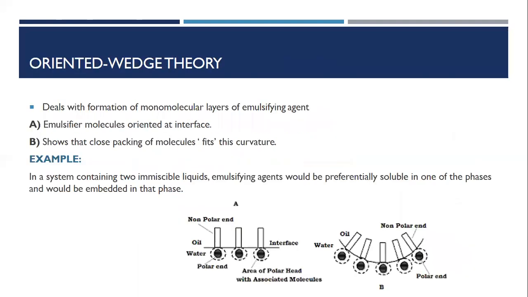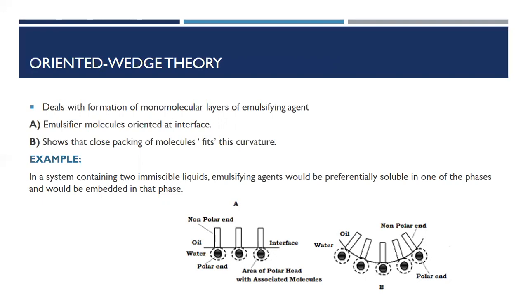The next is oriented wedge theory. This theory deals with the formation of monomolecular layer of emulsifying agents curved around a droplet of the internal phase of the emulsion. It has two further steps. Emulsifier molecules oriented at interface. Dotted lines indicate the large volume occupied by polar head due to formation of hydrated solvents, as can be seen in the figure. So the second shows that the close packing of molecules fits the curvature.